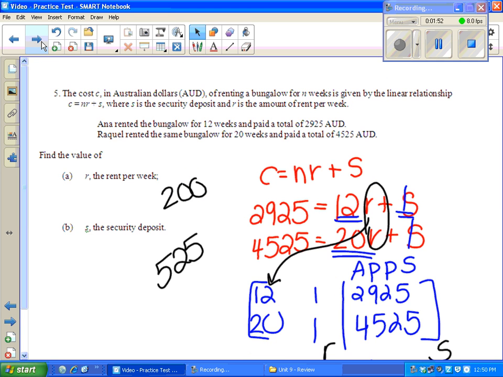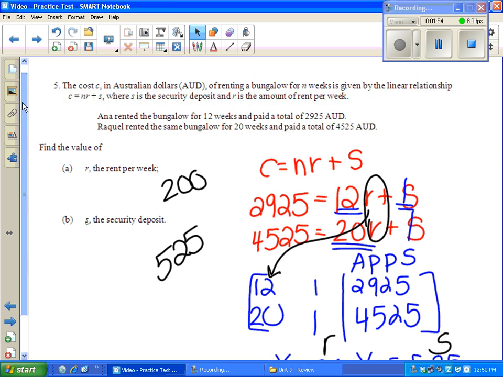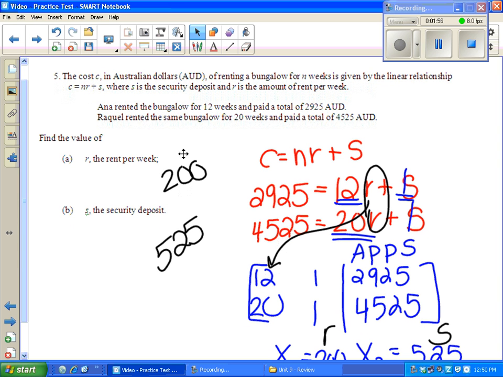Question 5, I think we did this one in class, but all it does is it gives you a formula, C equals NR plus S. Gives you two different situations, so I substituted in what I knew. Annis paid a total of $29.25, Raquel paid a total of $45.25, and they told us a number of weeks.